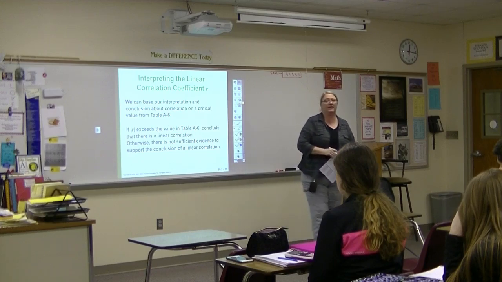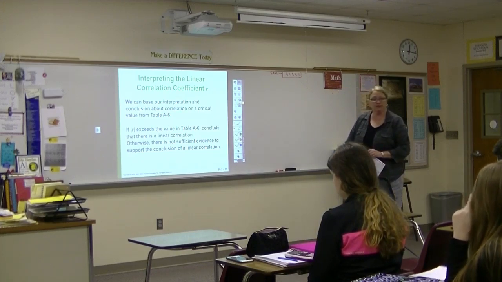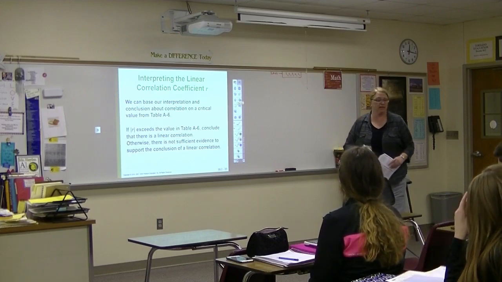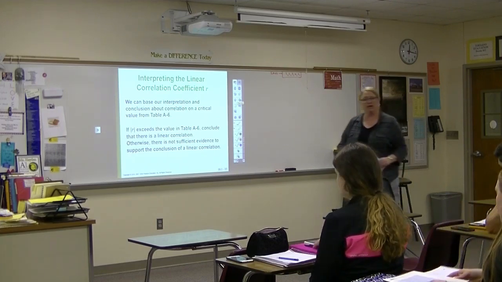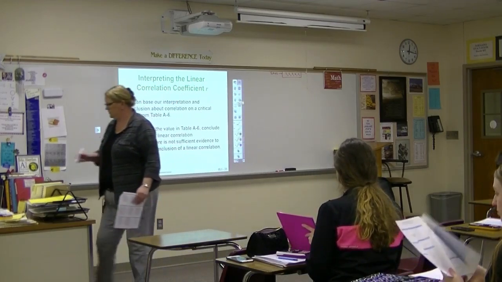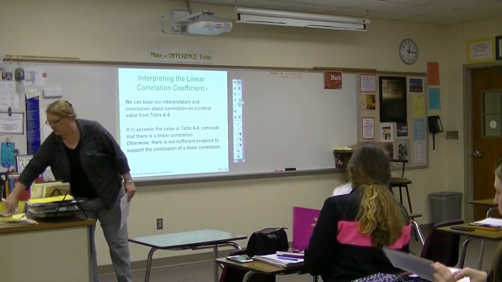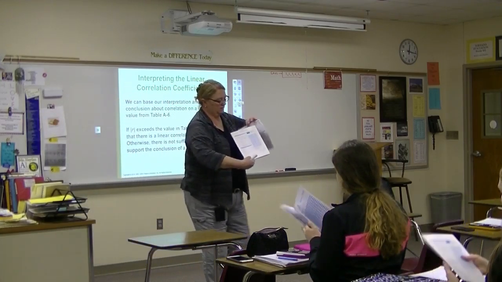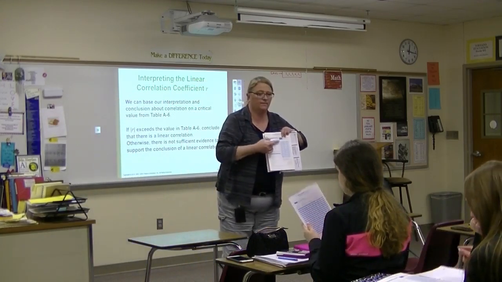Now here's how we decide if we have a correlation or not, based on our numbers. We're going to use table A6. Get your tables out. Table A6 is a brand new one. It's fairly small. It's off in the corner. Everybody see it? It's just a small one off by itself here.